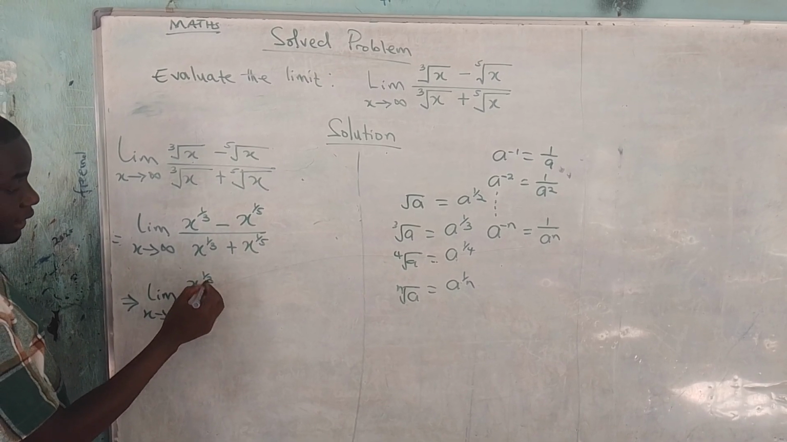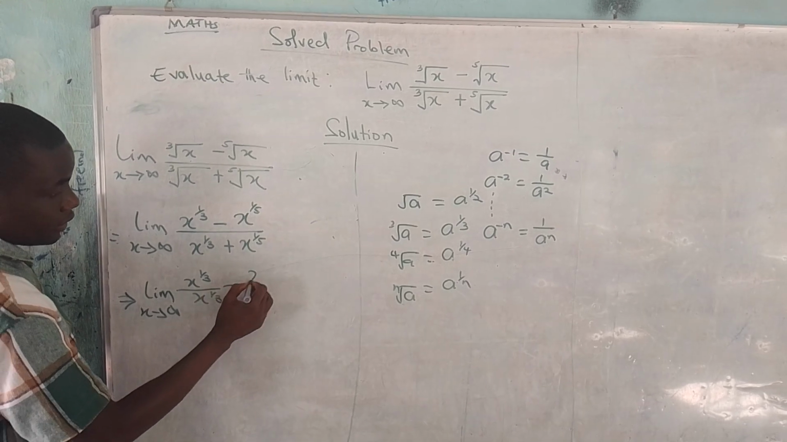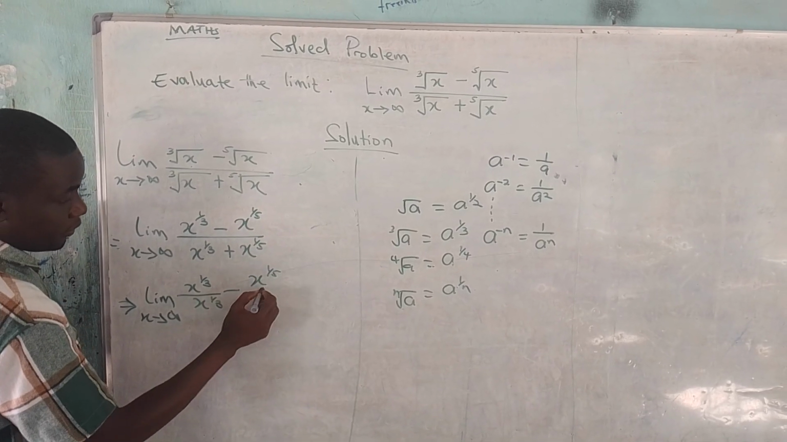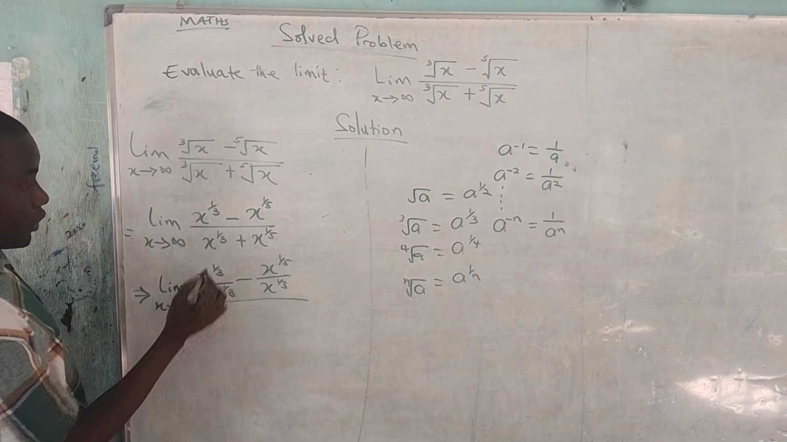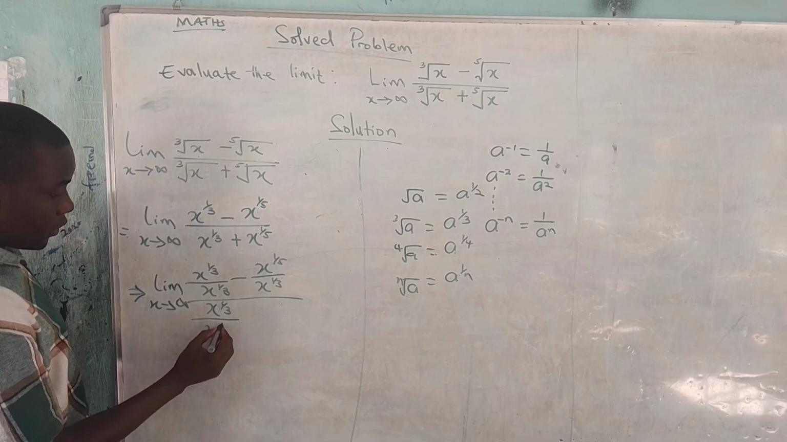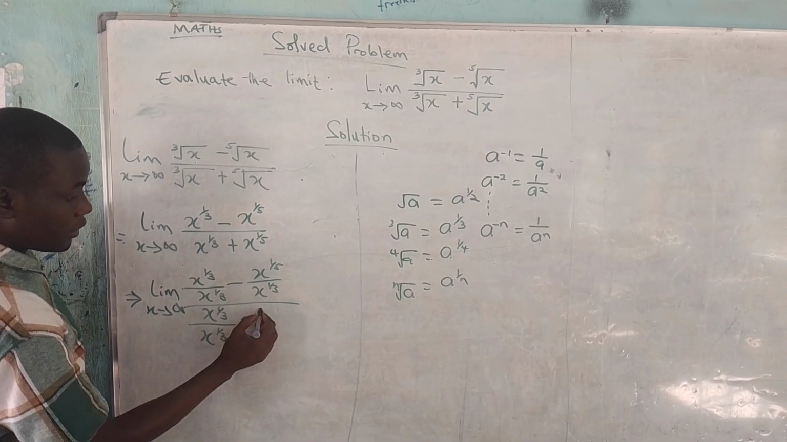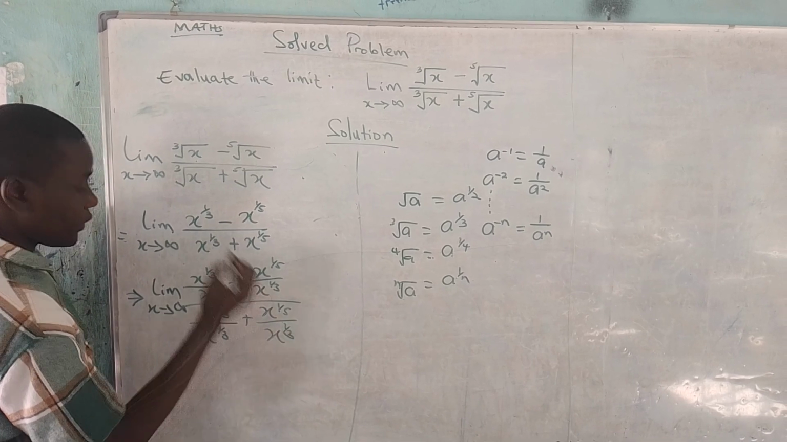X power 1 over 3, we divide by what? X power 1 over 3. Minus x power 1 over 5, we divide by what? X power 1 over 3. Then we divide by what? Again, x power 1 over 3, we divide by x power 1 all over 3. Plus x power 1 over 5, we divide by x power 1 all over 3.